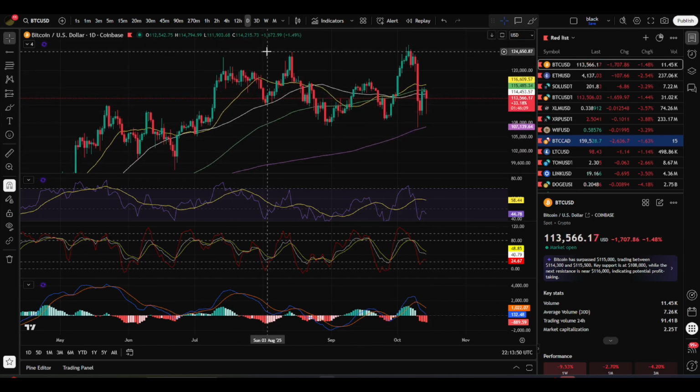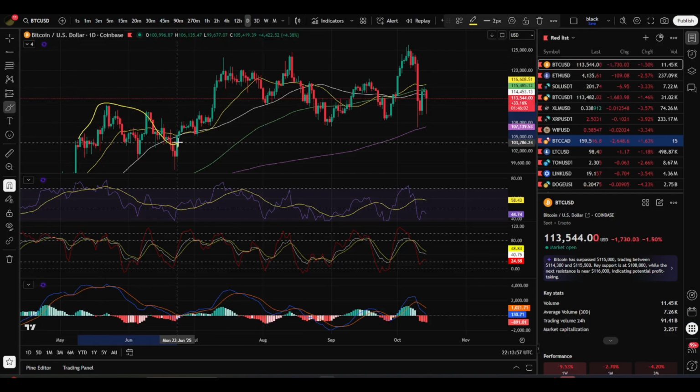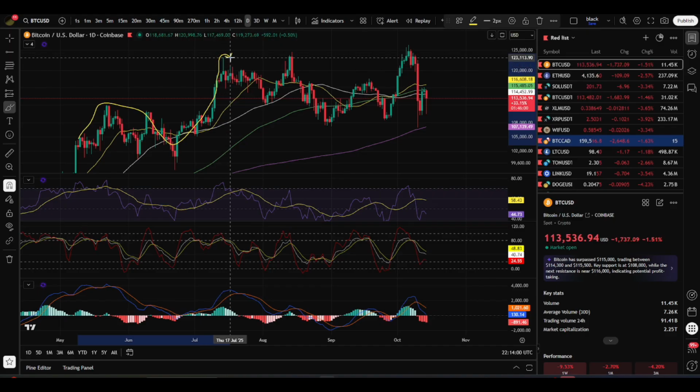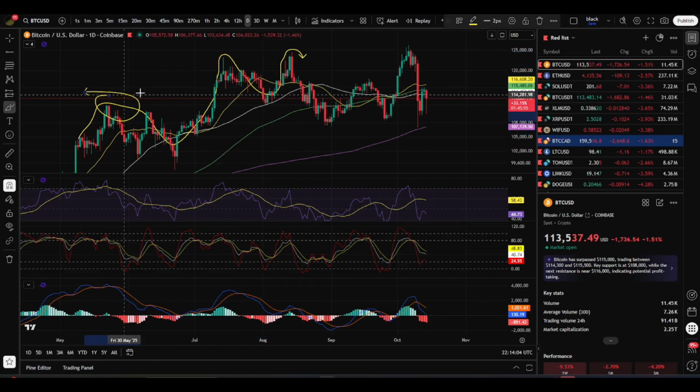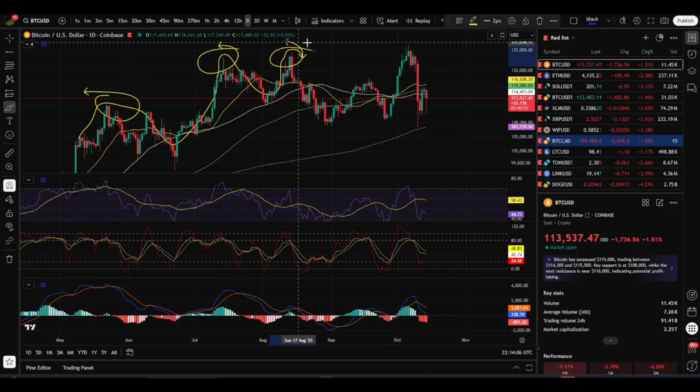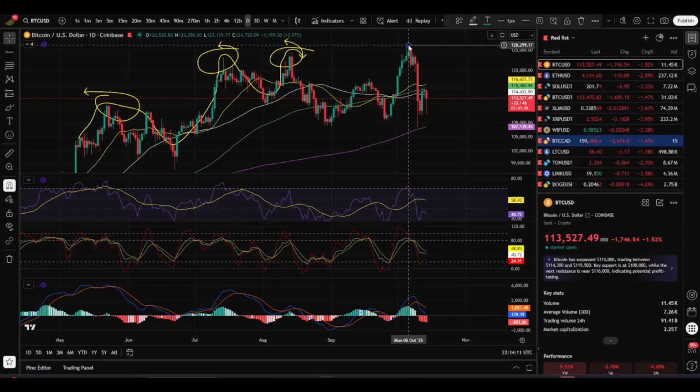Okay. This is the current situation. We've climbed ourselves up, and we've got these peaks that we managed to hit. So we hit a peak here and a nice peak here, and then our most recent peak, of course, all the way up to 126,296. Now, it's important to note that I am using Coinbase's Bitcoin to US dollar. So this is the Coinbase chart, okay?